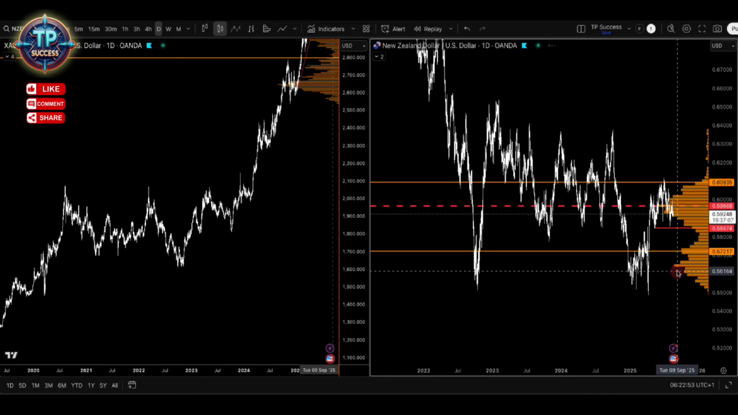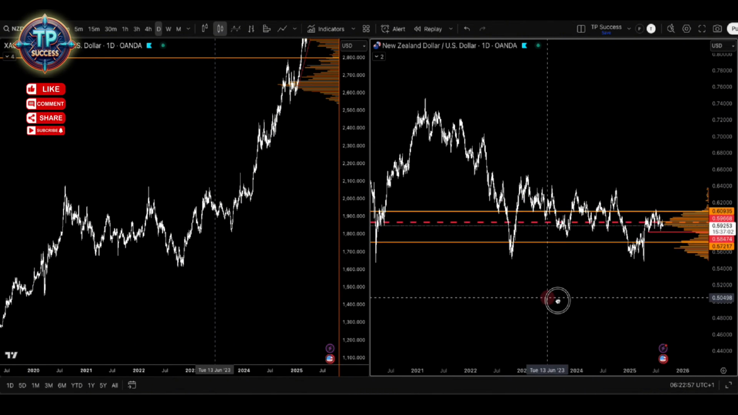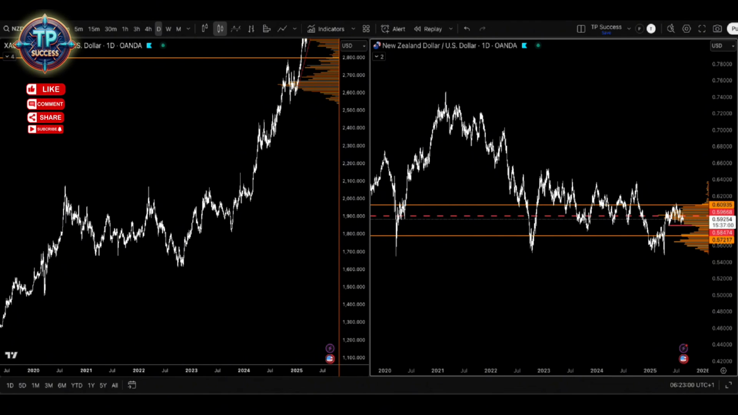Okay, so this is looking a lot like the Australian dollar, right? A lot like it. It's practically identical.